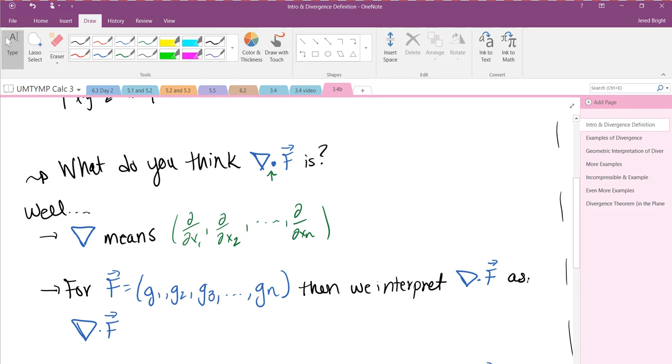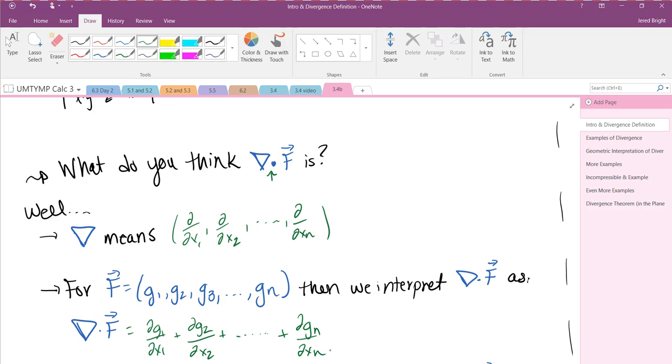Okay, and so if we think about a vector field in n dimensions and we do the del operator dotted with the vector field, well, we know according to our understanding of dot product that this should be dg1 dx1 plus dg2 dx2 plus so on and so forth up to dgn dxn. Okay, so it's just really the partial derivatives of each component added together.